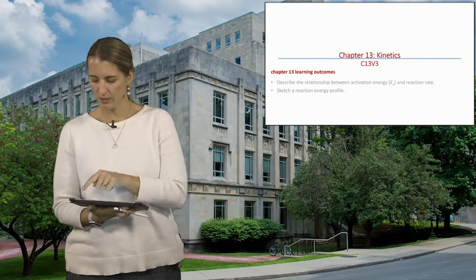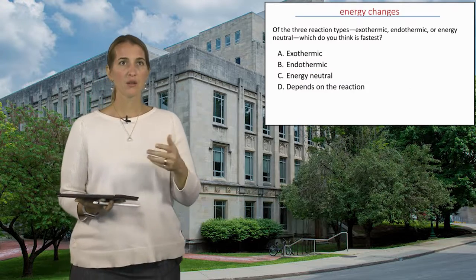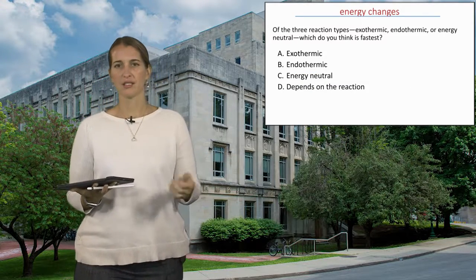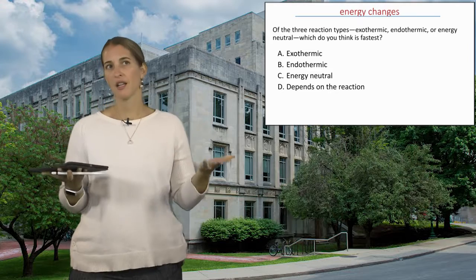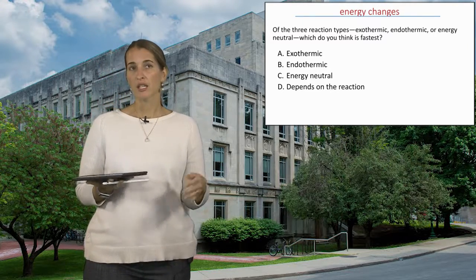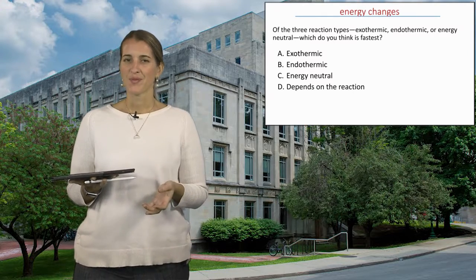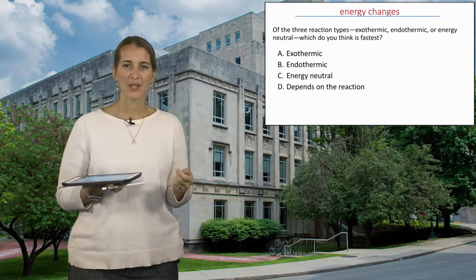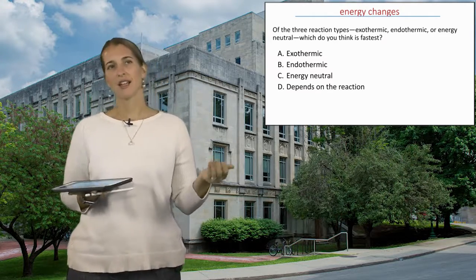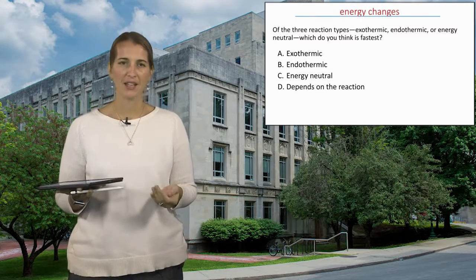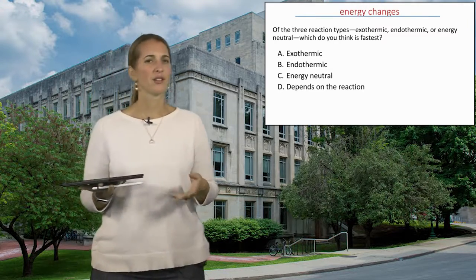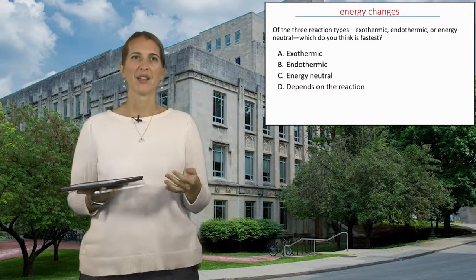All right, we just learned about exothermic, endothermic reactions in the previous lecture. So of these three reactions, exothermic, endothermic, and energy neutral, which do you think has the fastest rate? Which do you think is fastest? Now at this point, some of you might realize, hey, she kind of adds tricky questions. You'll remember about that heating curve one, and you're like, I'm not going to fall for it this time.